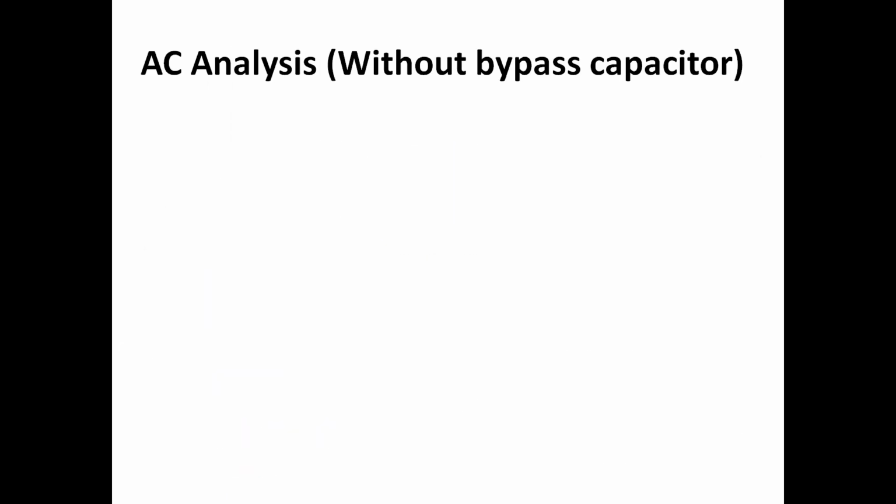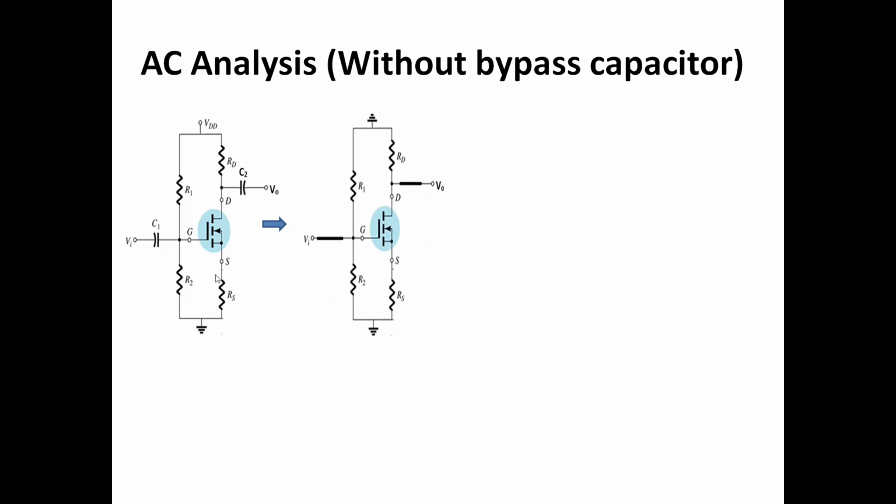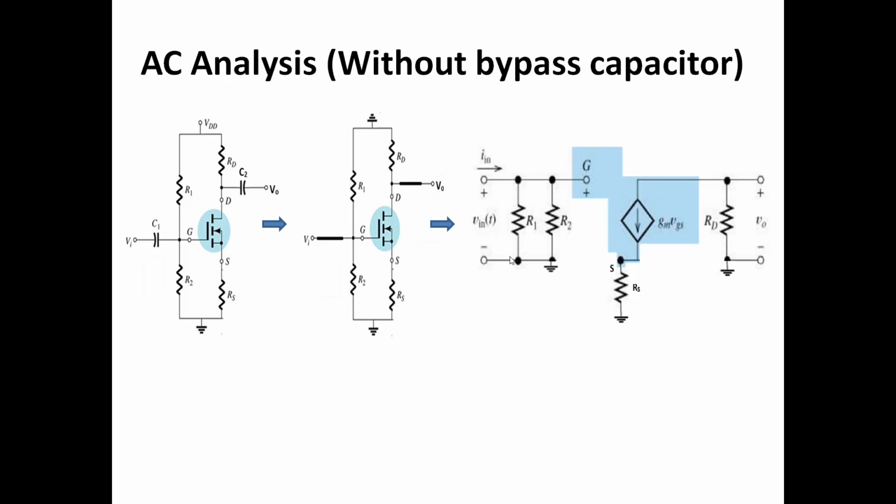Now let's do the AC analysis of a circuit which does not have a bypass capacitor. Since this circuit does not have a bypass capacitor, we can make an equivalent circuit for AC analysis like that. DC is shorted to ground and all the capacitors are shorted. After that, we can make a small signal equivalent circuit that looks like this.